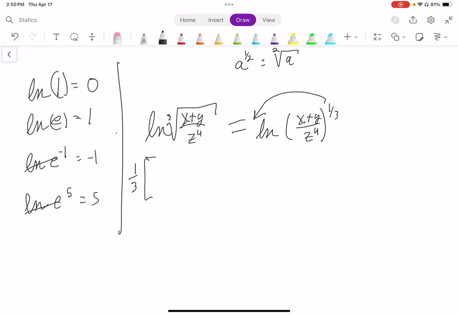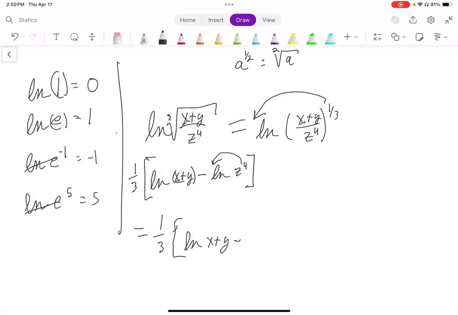Rewriting this, we notice that in the top we have an x plus y. So our first natural log is going to be natural log of x plus y, in parentheses. Now we're going to have minus the natural log of z to the fourth. Expanding this further, this will be the 1/3 distributed to the natural log of x plus y minus, using our property of exponents, we can move this 4 to the front, 4 natural log of z. And this is our final answer.